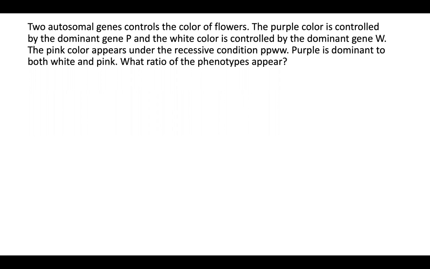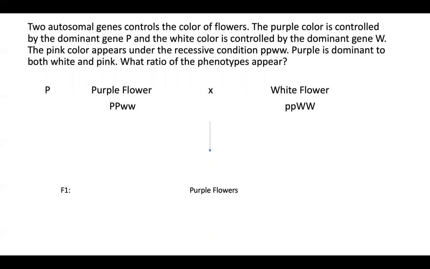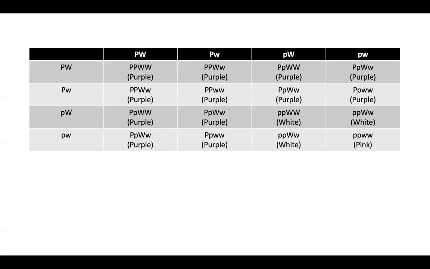To figure out the ratios, we first need to set up the parent generation, which is a purple flower and a white flower that has the genotypes big P, big P, little w, little w, and little p, little p, big W, big W. We would cross this to get the first generation of purple flowers that has the genotype big P, little p, big W, little w, which we would then cross by itself to get the second generation and its phenotypic ratios. So this dihybrid cross shows the phenotypes and the genotypes.